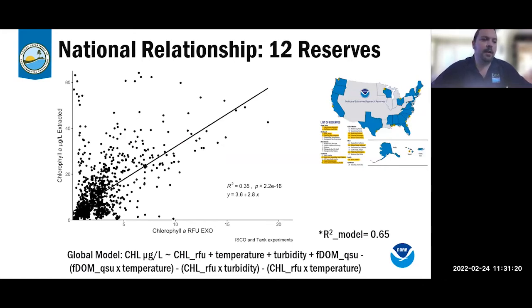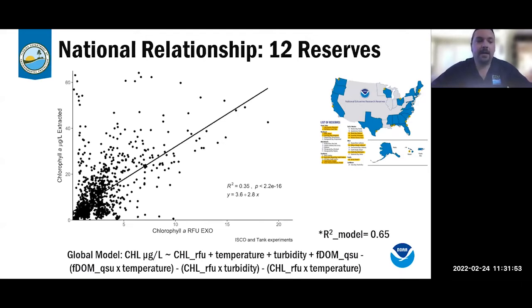So here's a scatter plot of all the data that was collected from all of the 12 reserves around the nation. Initially there was hope for a global relationship between the sensor and extracted values, but as you can see here, the extracted data only explained about 35% of the chlorophyll fluorescence data coming from the sensor. So utilizing a model building approach, we were able to improve this relationship up to 65%. So now only about 35% of the variability in the extractive data is not explained by the sensor data.